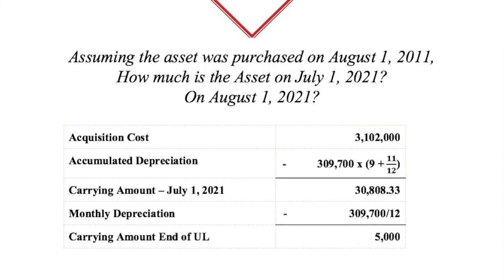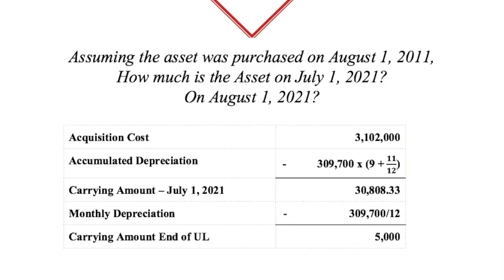Assuming the asset was purchased on August 1, 2011, how much is the asset on July 1, 2021 and on August 1, 2021? To get the carrying amount on July 1, 2021, we need to deduct the accumulated depreciation from the acquisition cost. Accumulated depreciation is the cumulative balance of depreciation up to a single point in its life. In this case, we multiply the annual depreciation of 309,700 by 9 plus 11 over 12. Notice that the annual depreciation for the last year is allocated to 11 months.